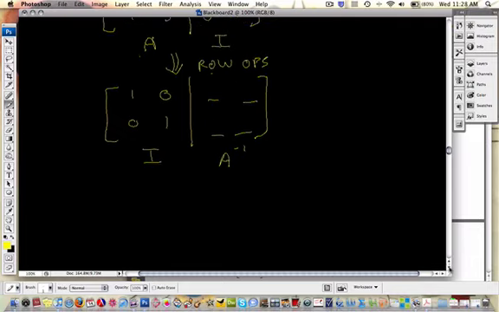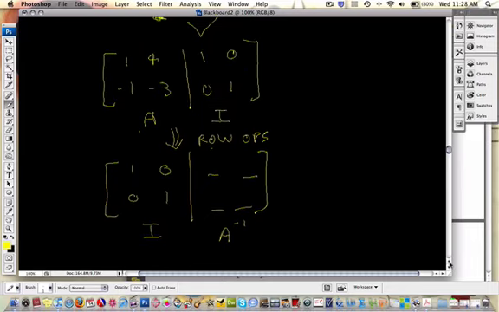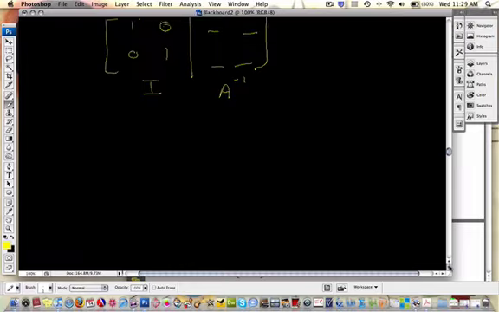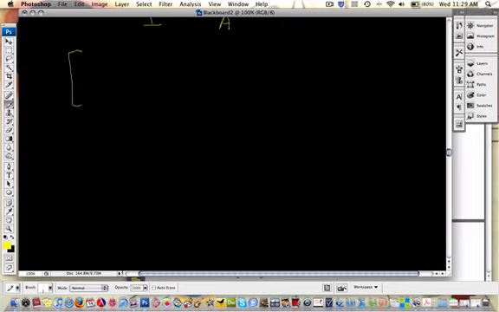Let me see if we can do this. Okay, 1, 4, negative 1, negative 3. Alright, so we've got 1, 4, negative 1, negative 3. That's our matrix A on the left. Here's the identity matrix on the right. I want to get it again in reduced row echelon form. I want my identity matrix on the left. So start with this 1. If that wasn't a 1, we would do a row operation to change that, but it is a 1, so we can leave that.